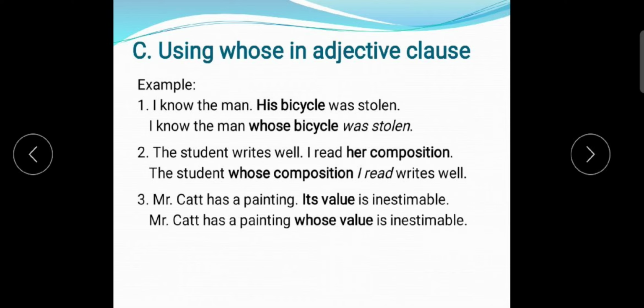And number two, the student writes well. I read her composition. It can be the student whose composition I read writes well. So, I read here modifies the composition and whose replaces her.